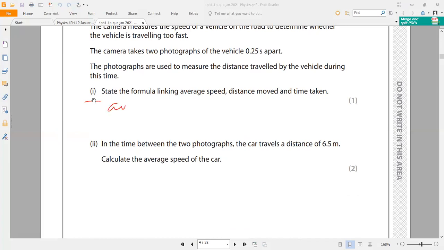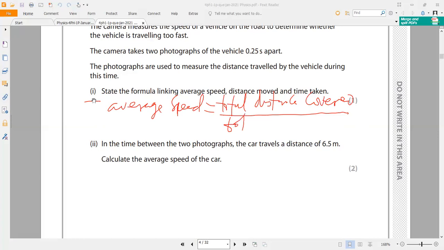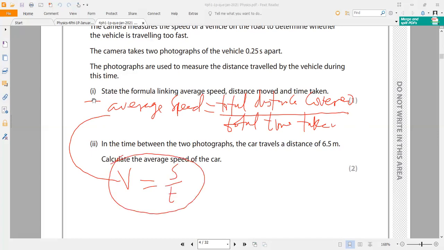Now average speed equals total distance covered all over total time taken. If you assign V to speed, S to distance and T to time, then the formula linking the three, which is speed, distance, time, becomes this. So this is the linking formula.